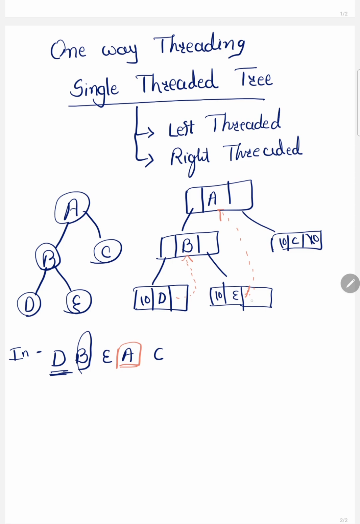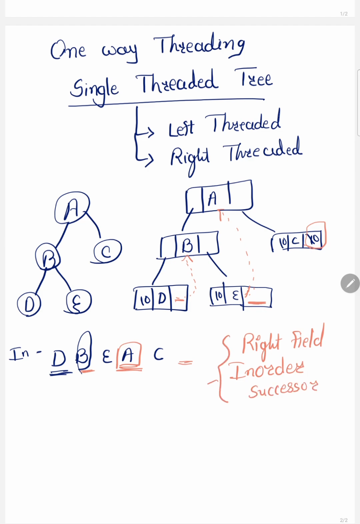Thread means what? It stores the address. This position stores the address of its successor, that's A. And this one stores the address of its successor, that's B, right? Here C is not having any successor, so we are not replacing this null, right? So here what we did, we replaced the right field with the in-order successor.